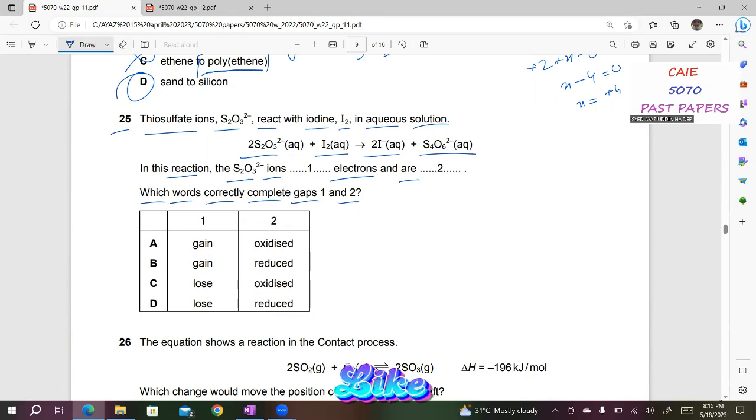Look at the equation. I2 is reduced here, so S2O3 is definitely oxidized. So either A is correct or C is correct. Both B and D are wrong. And if S2O3 is oxidized, it means it has lost electrons. So C will be the right answer here.